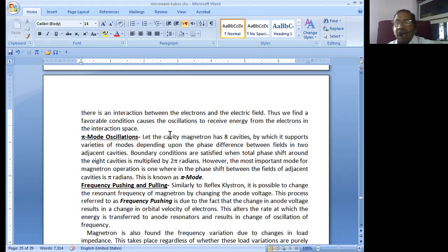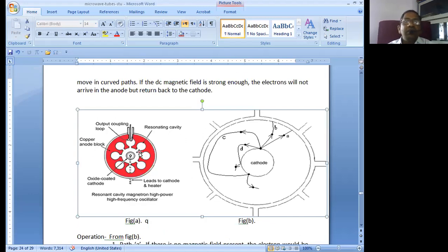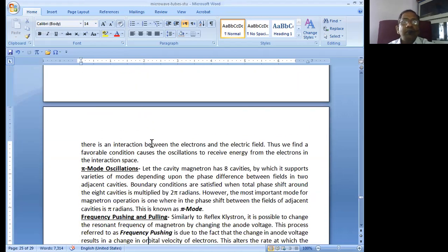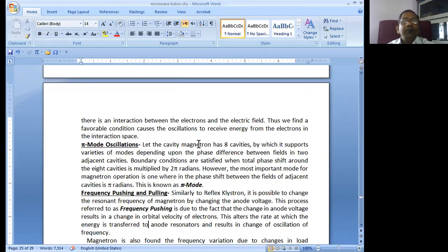See here, we are seeing cavities in the magnetron. All these are cavities. This is a cavity space, this is another cavity space, this is another cavity space. Like this, we have all these cavities. Now, these cavities will be separated apart by a phase angle, of some 2 pi radians by some phase angle theta. If the phase angle between two such cavities is a multiple of pi, then it is called pi mode oscillation. So that's what pi mode oscillations are.